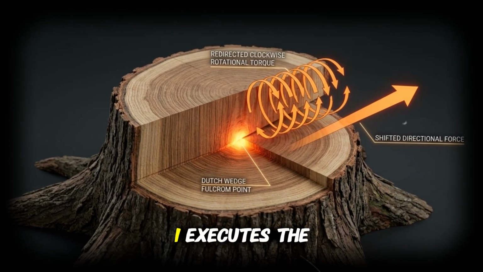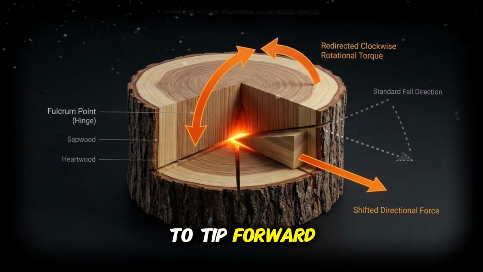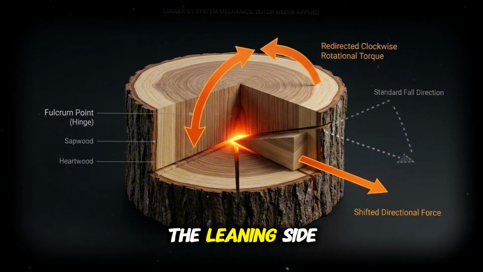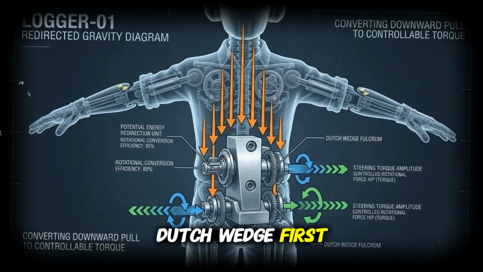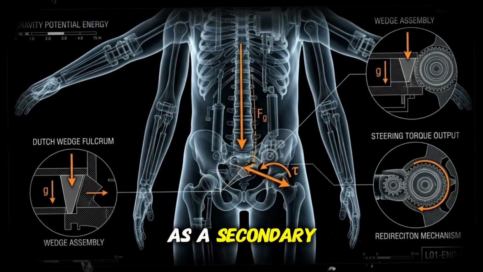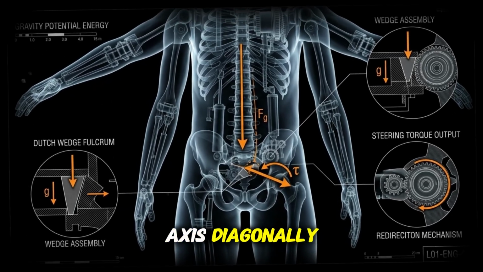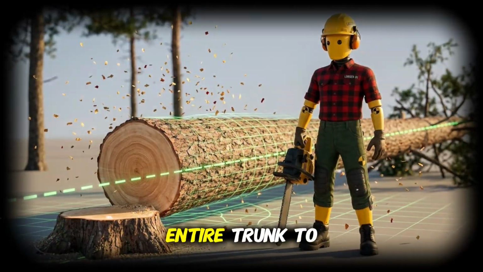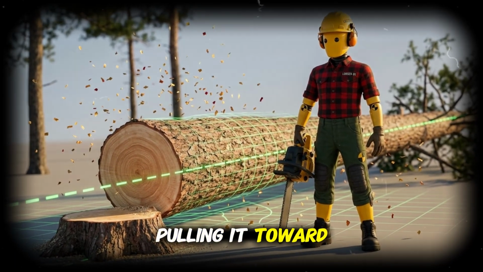As Logger 01 executes the back cut, the tree begins to tip forward. But as it rotates, the leaning side of the trunk contacts the inserted Dutch wedge first, halting that side's descent. The wedge acts as a secondary fulcrum, shifting the rotational axis diagonally. This forces the entire trunk to twist on its vertical center as it falls, pulling it toward the right.